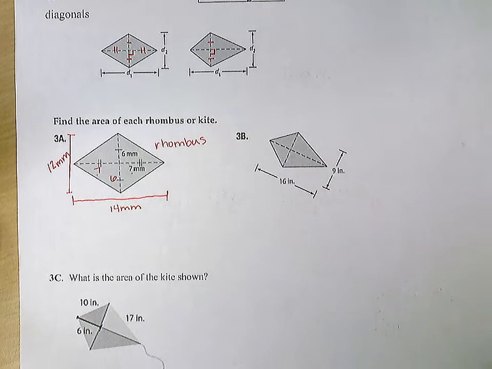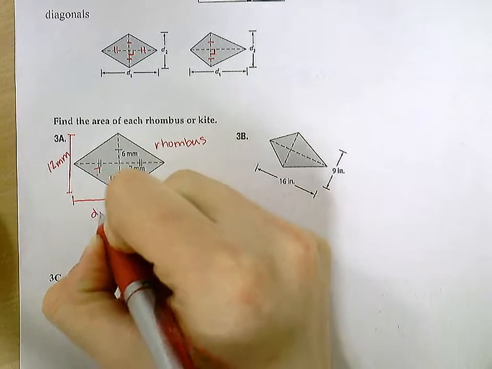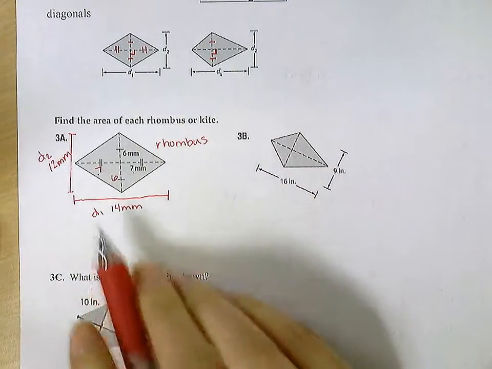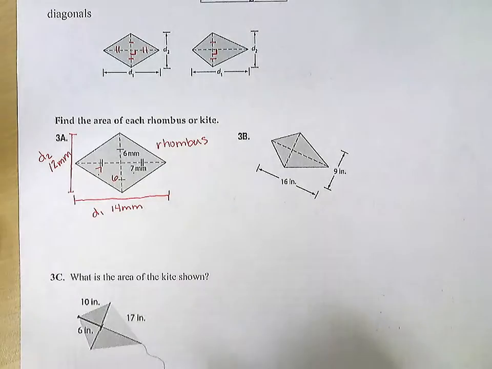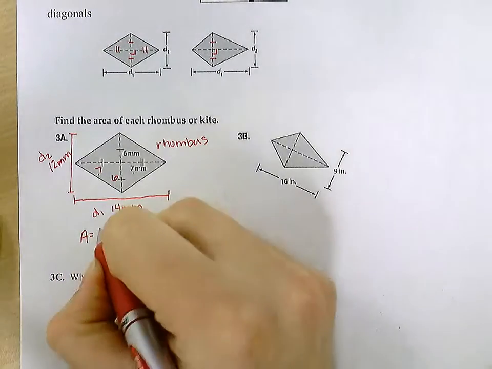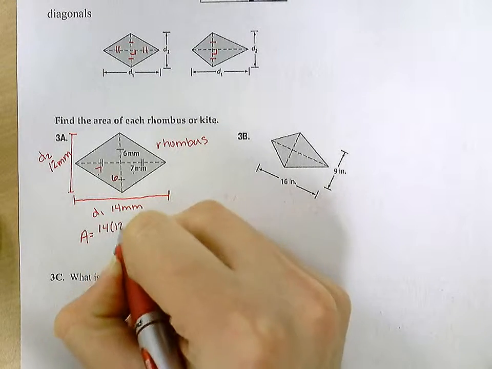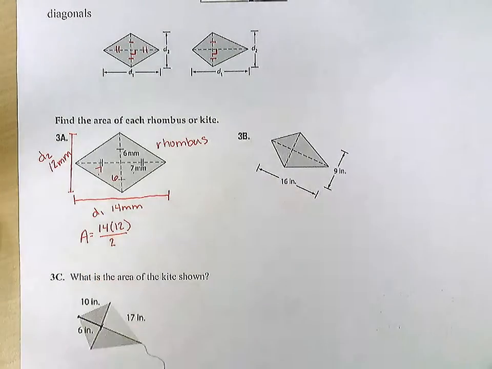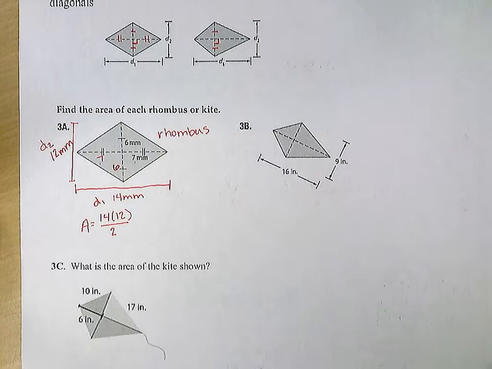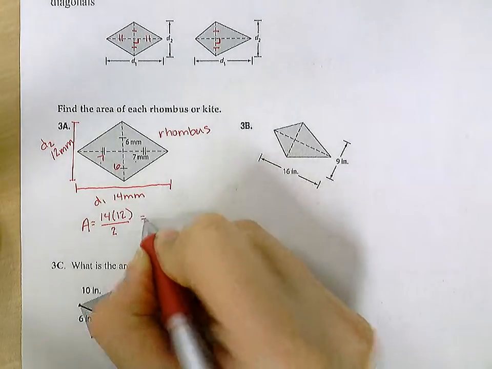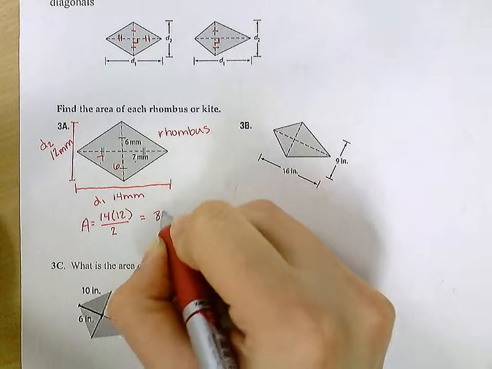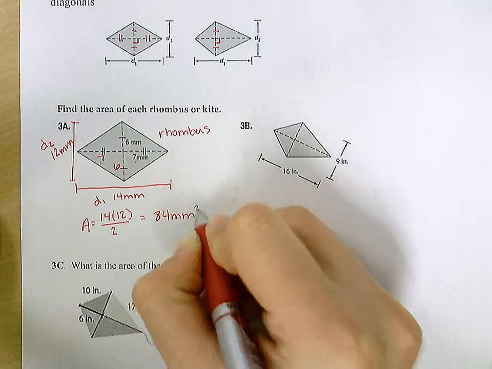Okay, so now that I have both my diagonals, I have D sub 1 and D sub 2. I can find the area of this rhombus by multiplying them together and dividing by 2. Okay, and you should get 84 millimeters squared.